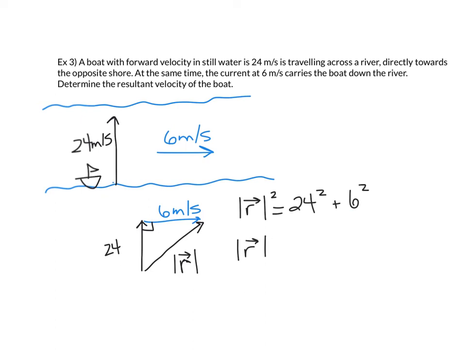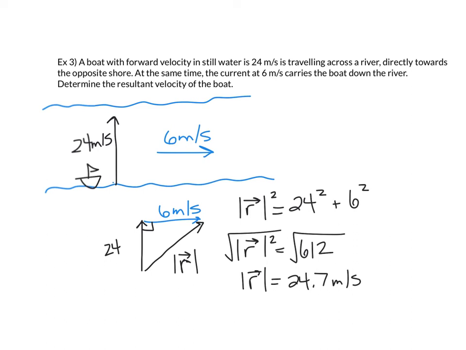So the magnitude of R squared is equal to 612. I've skipped a couple of steps in here: 24 squared plus 6 squared is 612. And then if I take the square root of both sides, I'm going to get the magnitude of R is equal to 24.7 meters per second. So now that I have my resultant, I can figure out a direction or an angle.